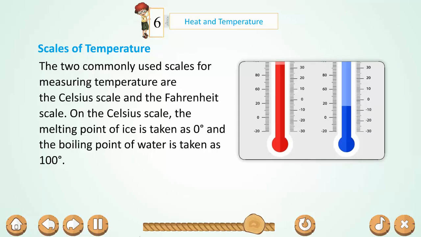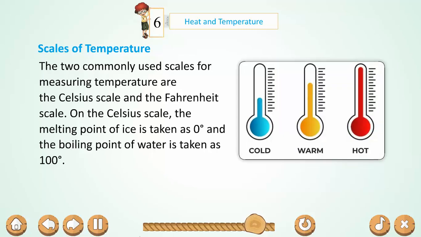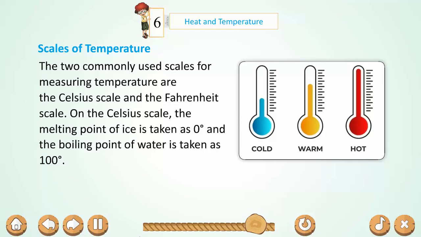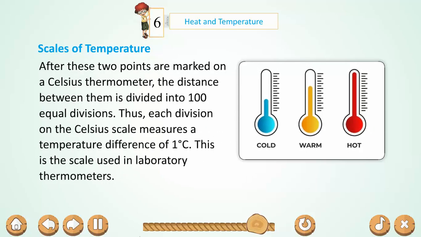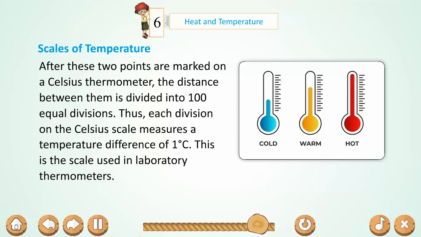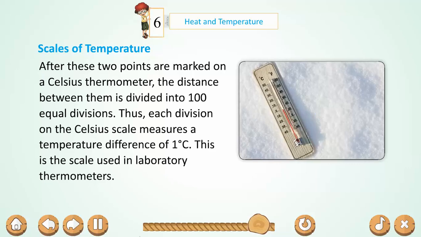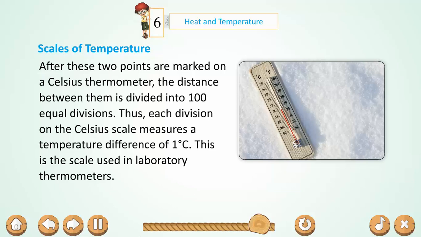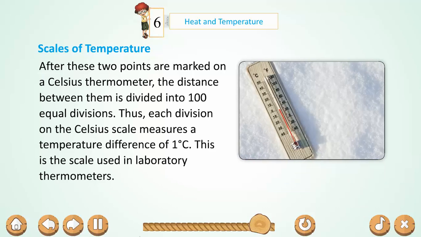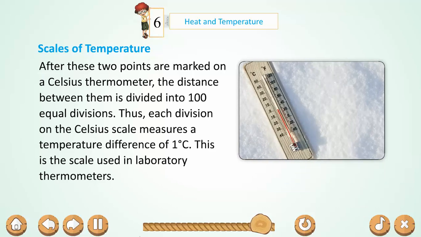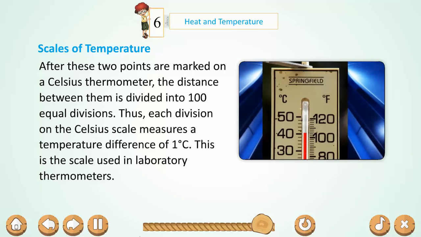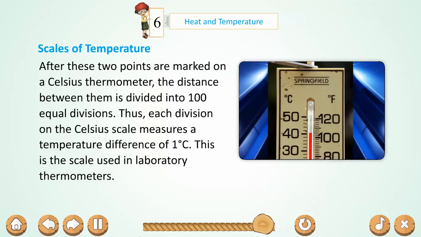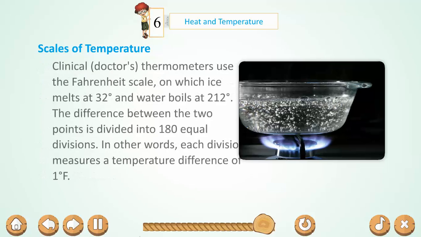On the Celsius scale, the melting point of ice is taken as 0 degrees and the boiling point of water is taken as 100 degrees. After these two points are marked on a Celsius thermometer, the distance between them is divided into 100 equal divisions. Thus, equal divisions on the Celsius scale measure a temperature difference of 1 degree Celsius. This is the scale used in laboratory thermometers.